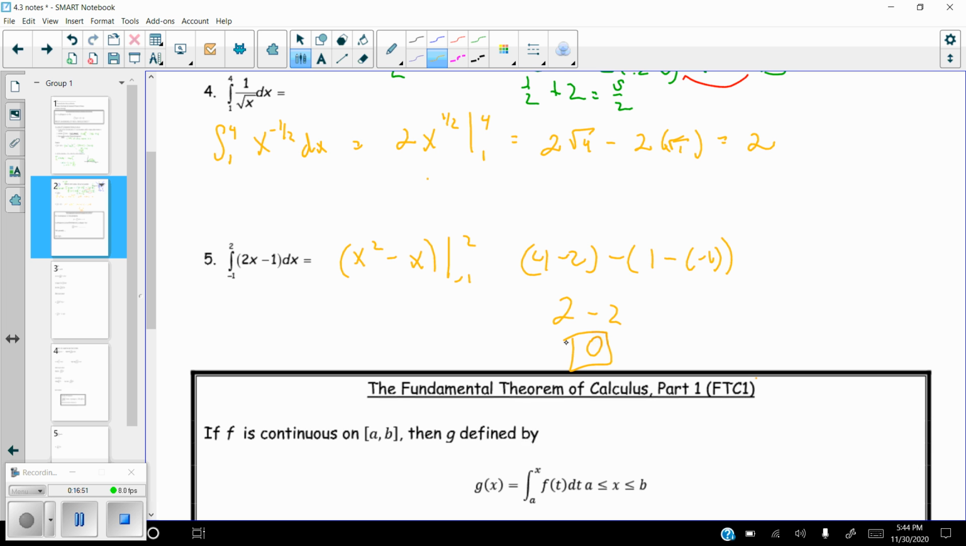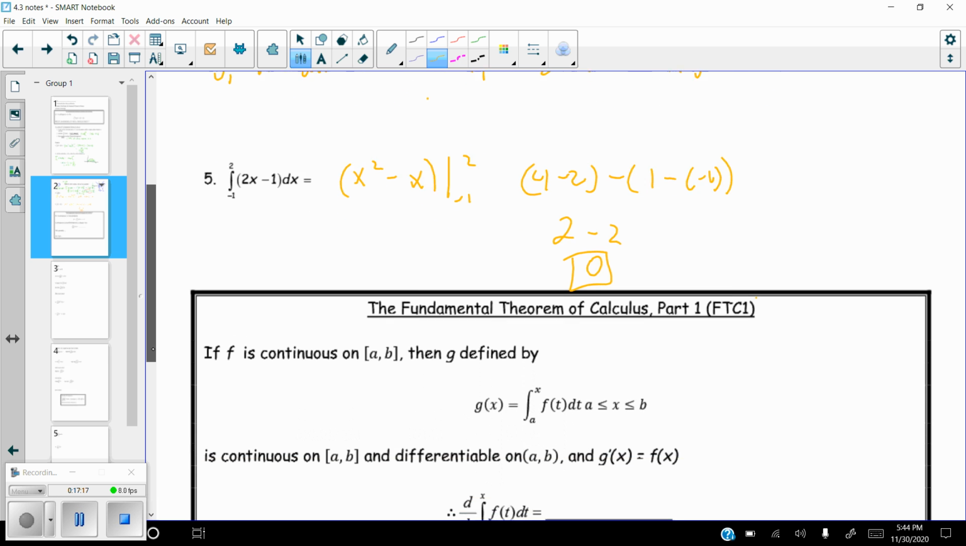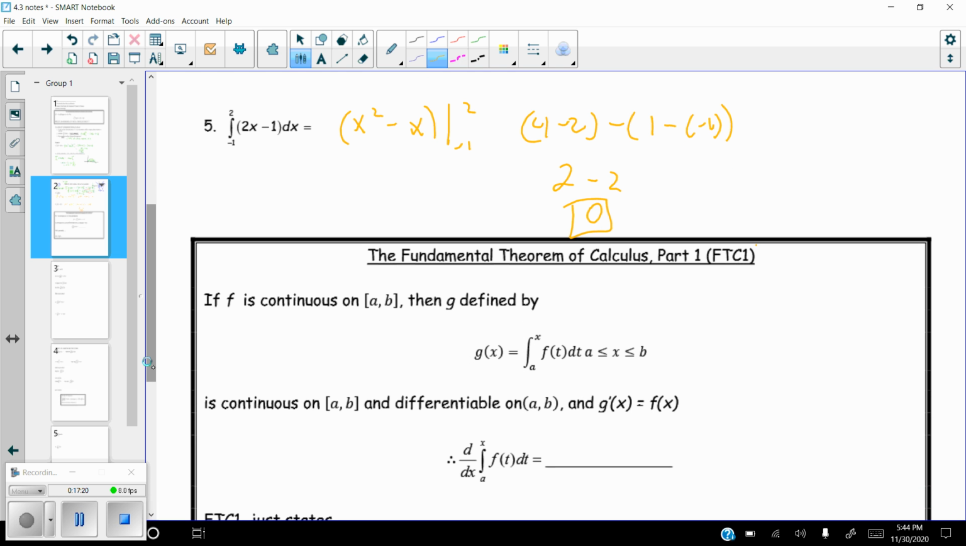Interesting. So that's saying that the integral of 2x minus 1 from negative 1 to 2 is 0. What does that mean? Well, what it really means is that the area above the x-axis and below the x-axis happen to be exactly the same thing. They're basically canceling each other out. It doesn't mean that you actually have a 0 area. You have an area, but they cancel each other out on the top and the bottom. So graphically, this thing is a line. You would be able to graph that and see that that's the case.